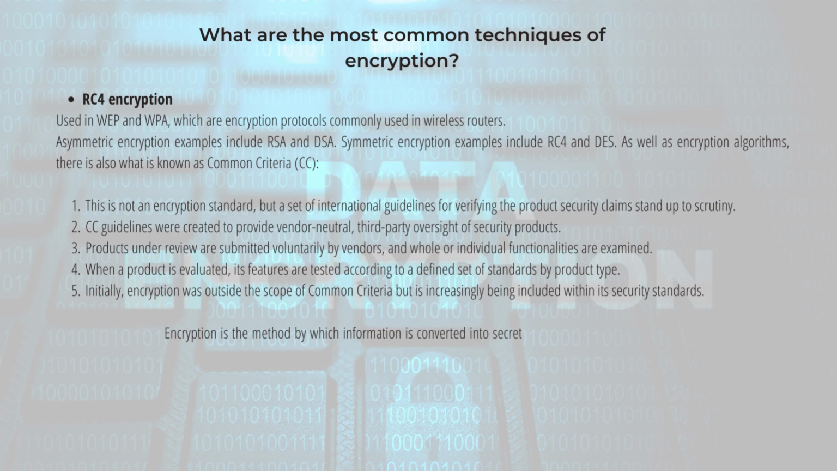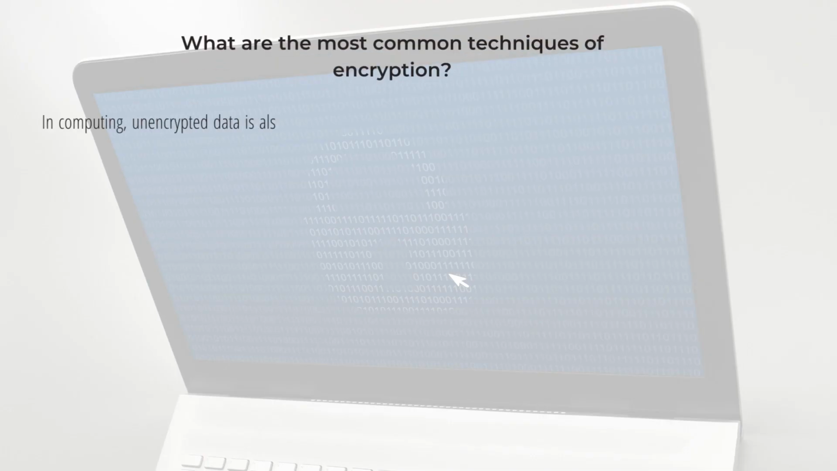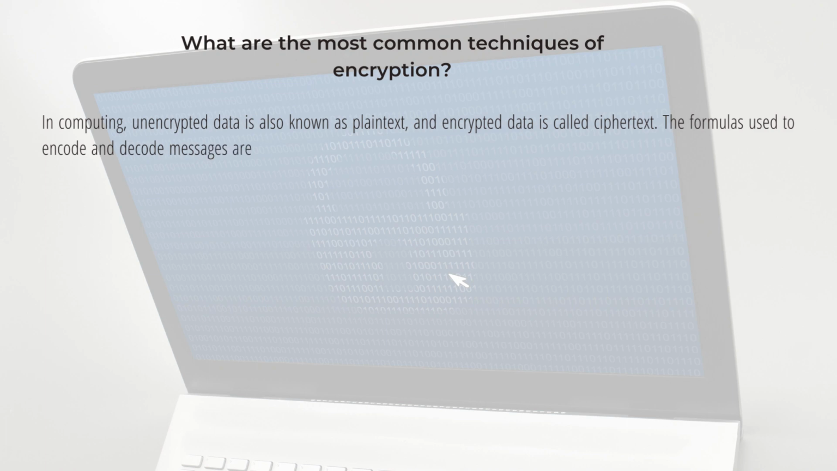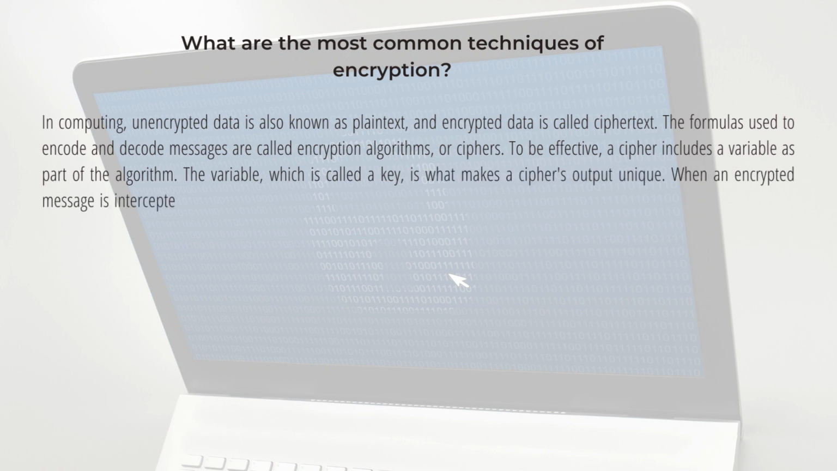Encryption is the method by which information is converted into secret code that hides the information's true meaning. The science of encrypting and decrypting information is called cryptography. In computing, unencrypted data is also known as plain text, and encrypted data is called ciphertext. The formulas used to encode and decode messages are called encryption algorithms, or ciphers. To be effective, a cipher includes a variable as part of the algorithm. The variable, which is called a key, is what makes a cipher's output unique.